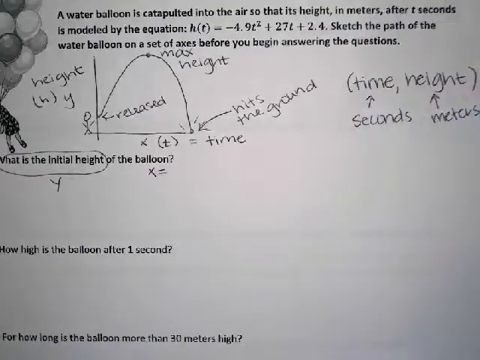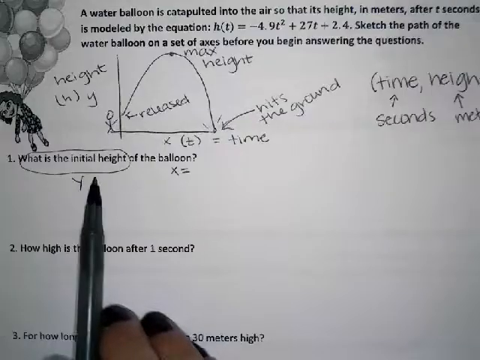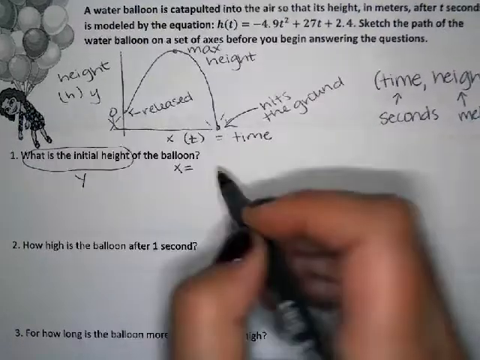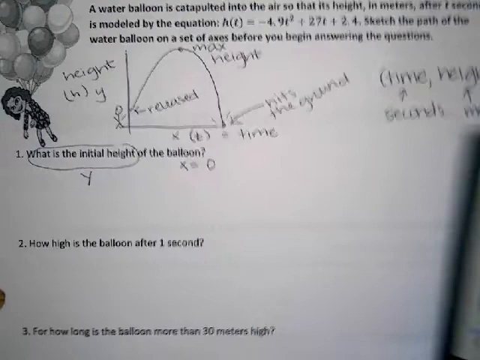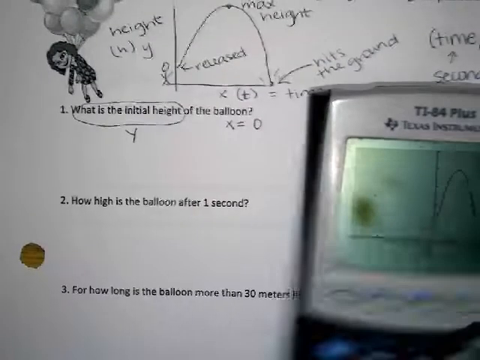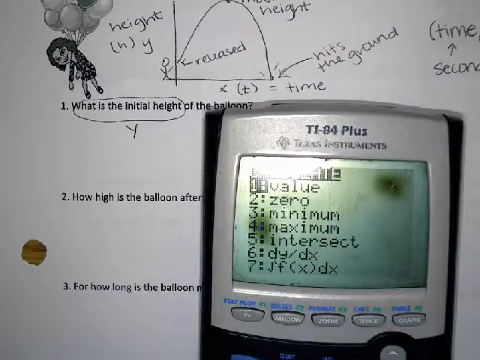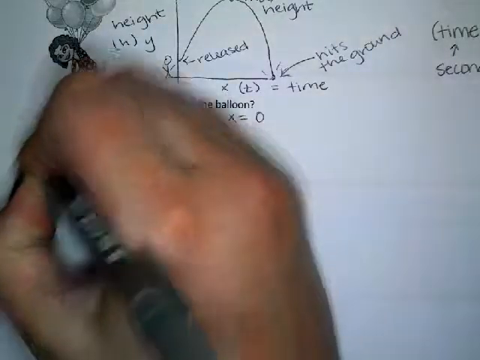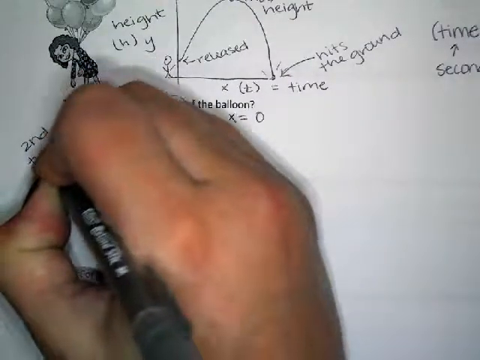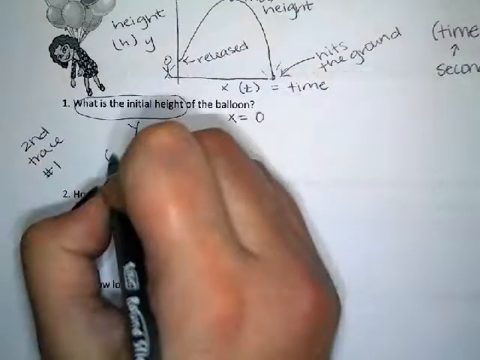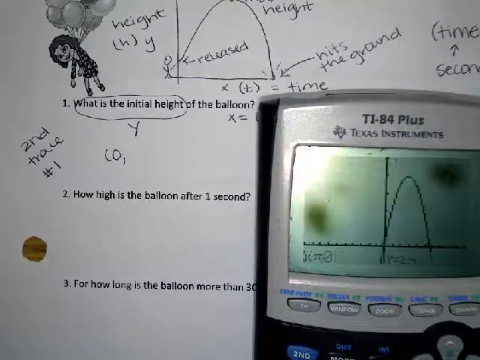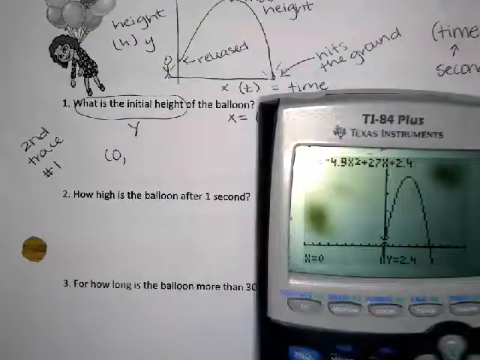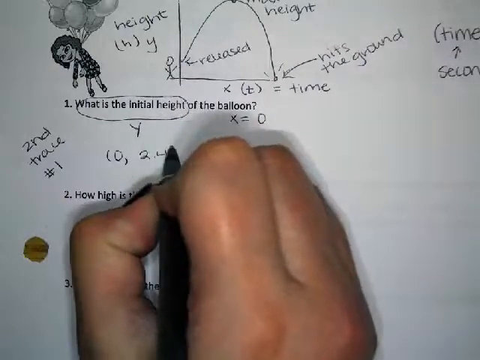0. Okay? So anytime we want to plug in an X value, I'm always going to use second trace number 1. Number 1 allows you to put in any X value that you want. So you can plug in 0, which means that we're finding the Y-intercept. All right, so plug in 0, and then if we do that, what do we get? 2.4. You can use the table. That's fine, yeah.